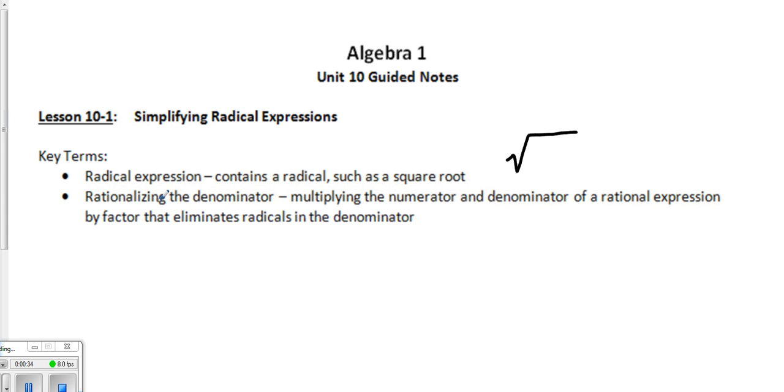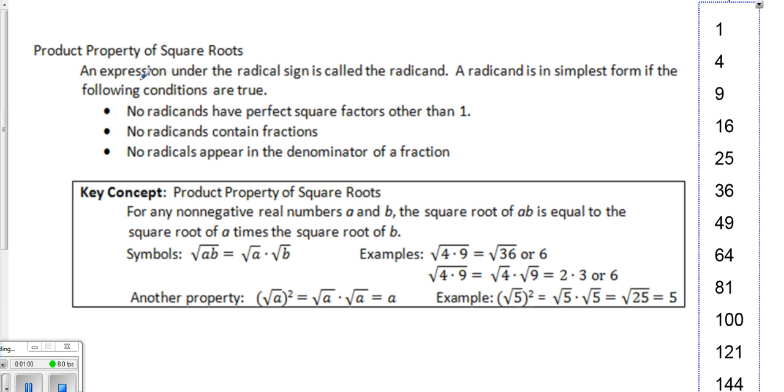Another term to look for is rationalizing the denominator. This is when we multiply the numerator and denominator of a rational expression by a factor that eliminates the radicals in the denominator. So if we had square roots in the top and bottom, we'd have to multiply by a square root on top and a square root on bottom to get rid of those. So that'll be rationalizing the denominator, and you'll see an example of that later on.